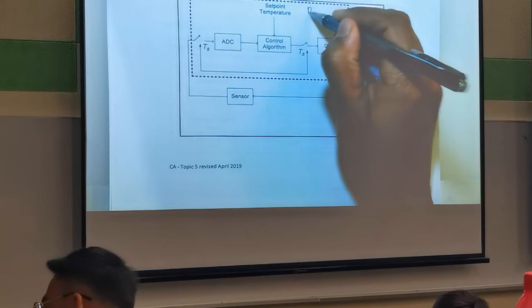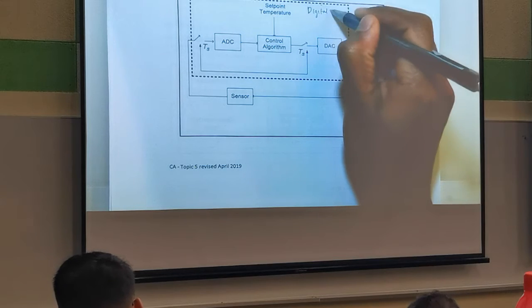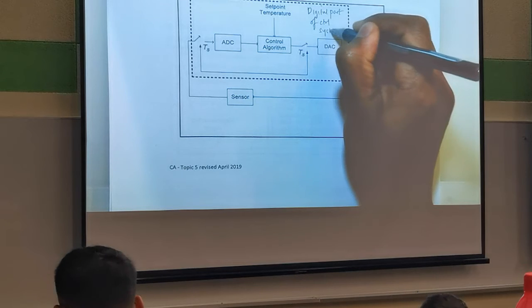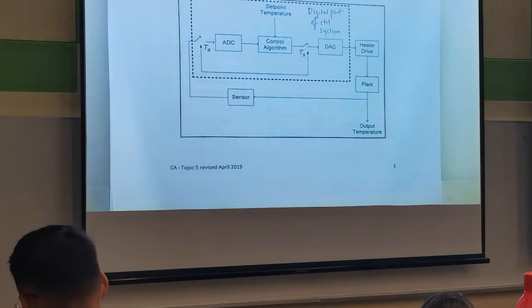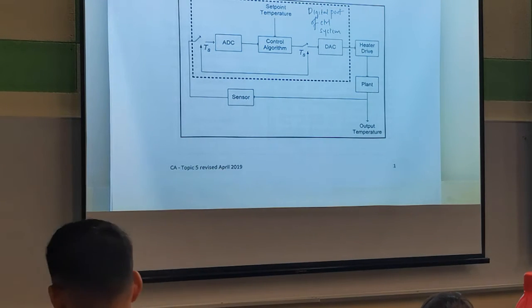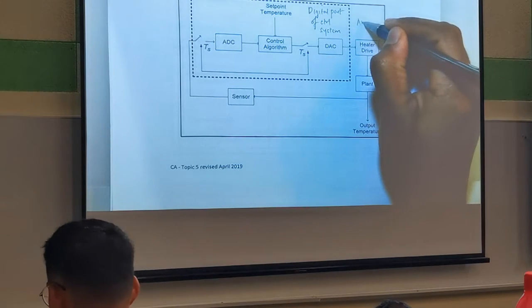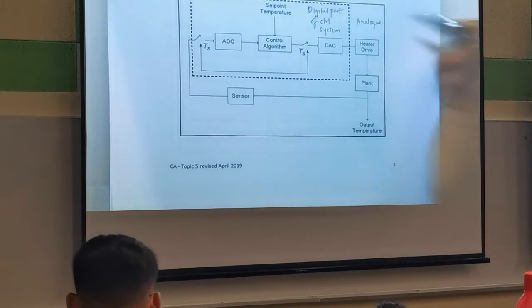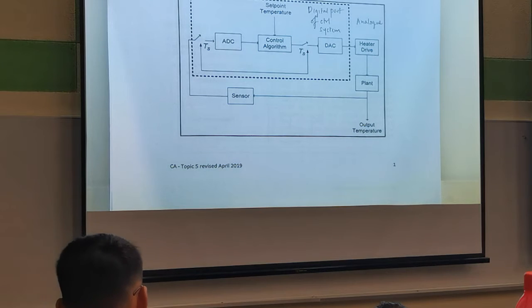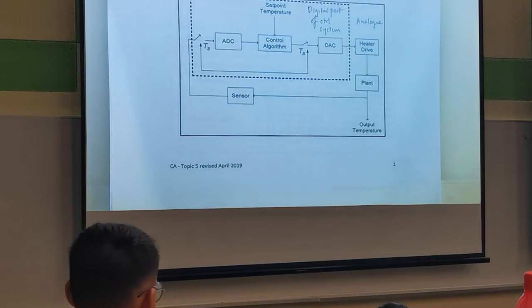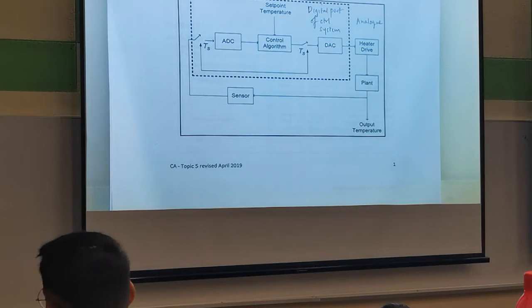The part inside the box is the digital part of the control system. Not the whole control system is digital, you know. The digital part is inside the dotted rectangular box. The part outside is still analog. Why is it still analog? Because your motor, your plant, is an analog one. It is not digital.